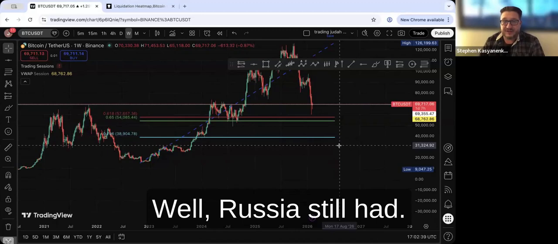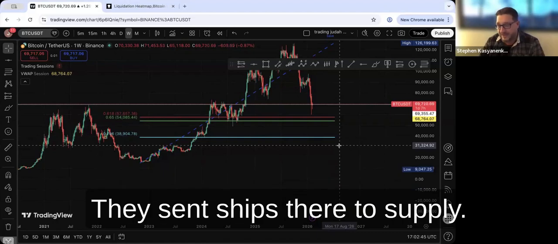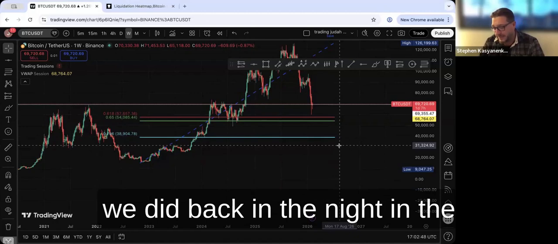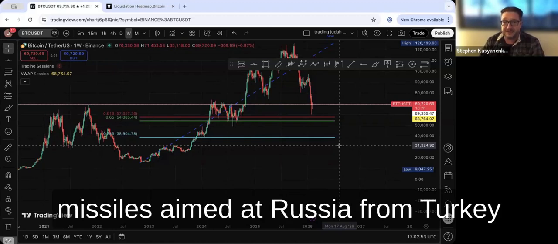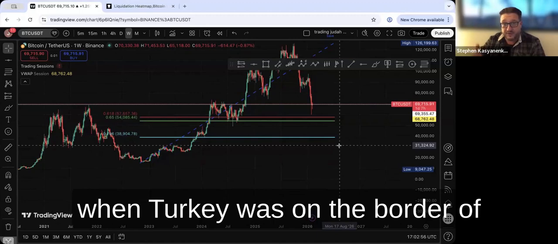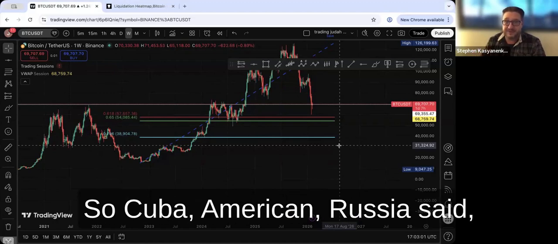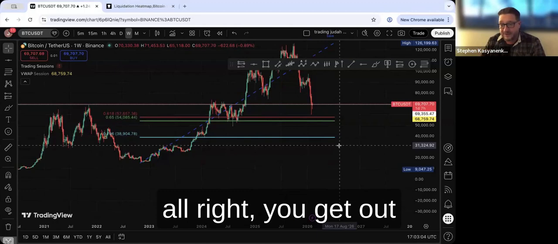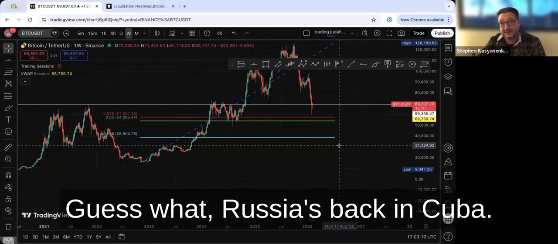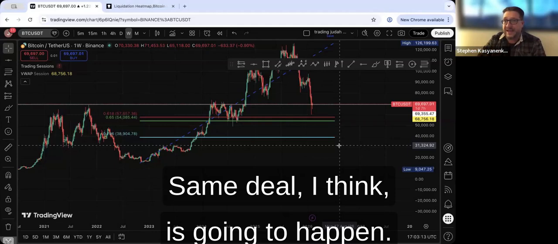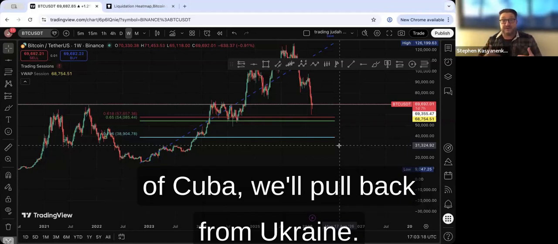Well, Russia's making a play back into Cuba. They sent ships there to supply. And so we had the same scenario that we did back in the 1960s, where the United States had missiles aimed at Russia from Turkey, on the border of Russia. So Russia put nukes aimed at America in Cuba. So America and Russia said, all right, you get out of Cuba, we'll get out of Turkey. Now America's in Ukraine. Guess what? Russia's back in Cuba. Same deal, I think, is going to happen. The President's going to say, get out of Cuba, we'll pull back from Ukraine. You heard it here first.